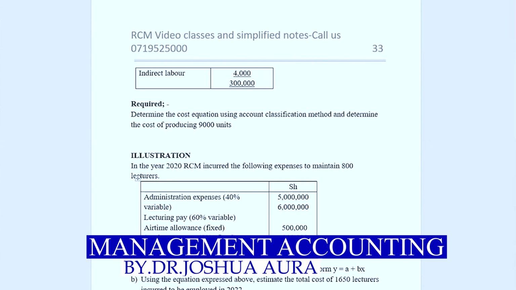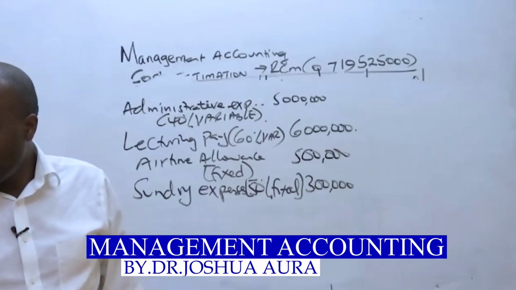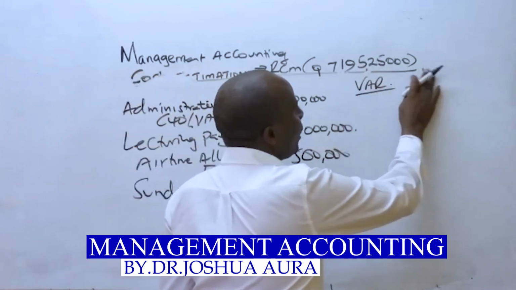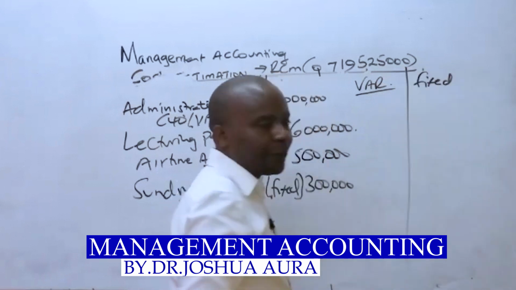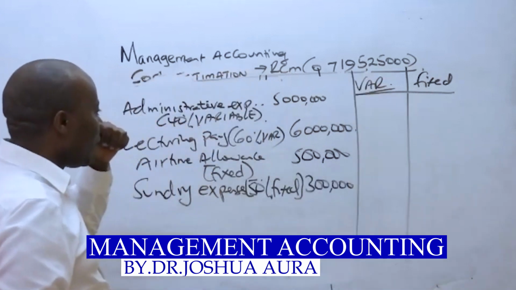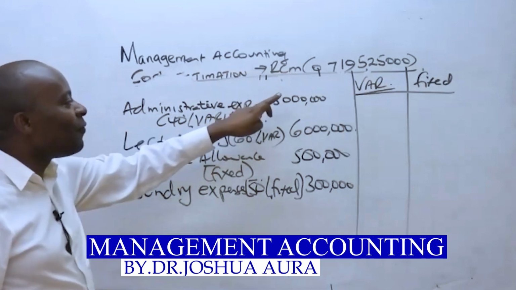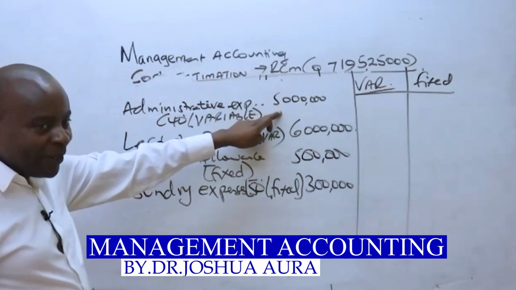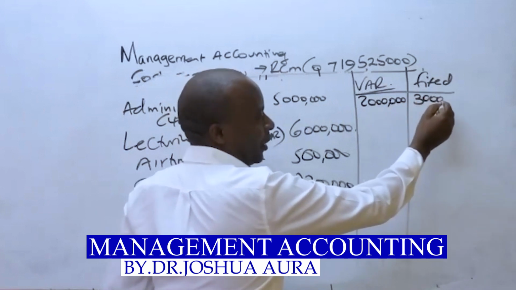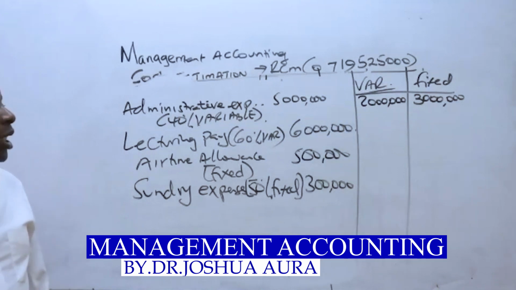Now we are supposed to come and do justice to these figures. If it's cost accounts analysis method, I'll come and split this into two. So I need a column for variable, another one for fixed. We start with the first category, administrative 5 million, of which 40% is variable. So 0.4 of 5 million, 2 million. Meaning that the other amount, which will be 3 million, is fixed.